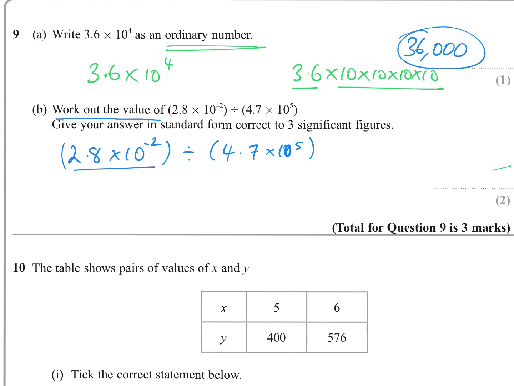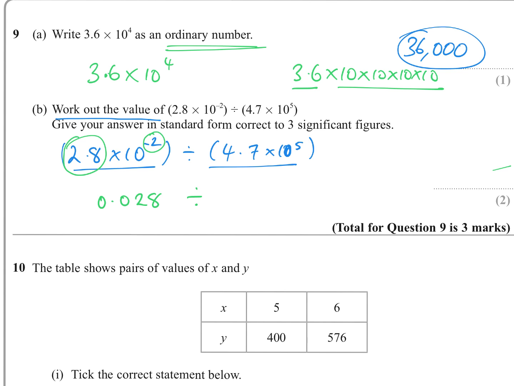And my advice here is to do each part at a time. So this is going to be 2.8 divided by 10 twice, because that's what 10 to the minus 2 means. That's really what it's saying. If it was a positive 2, then we'd be timesing 2.8 by 10 twice, but this time we're dividing it by 10 twice. So we can do that step on our calculator. 2.8 divided by 10, divided by 10 again, and that gives us 0.028.